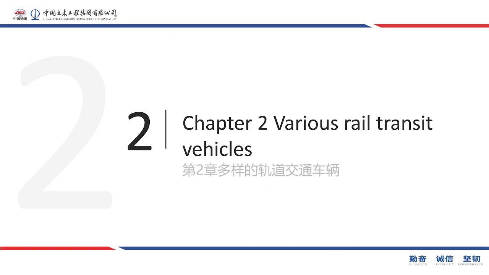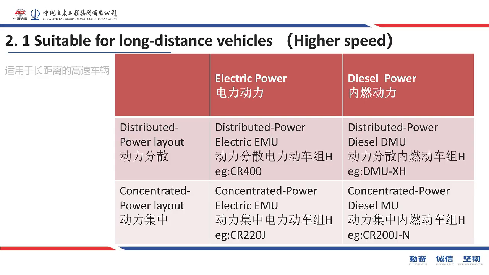Chapter 2, Various Rail Transit Vehicles. Long-Distance Vehicles Overview. For long-distance service, we need higher-speed vehicles. These can be electric or diesel-powered, and they may use either distributed or centralized layouts. Examples include the CR400 distributed power EMU and the CR200J concentrated power diesel unit.